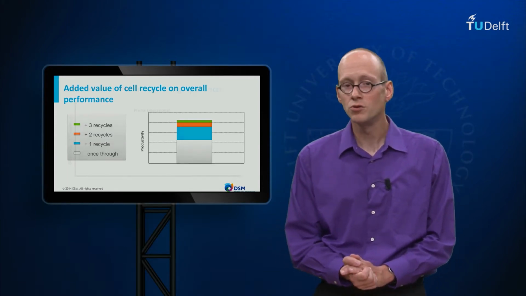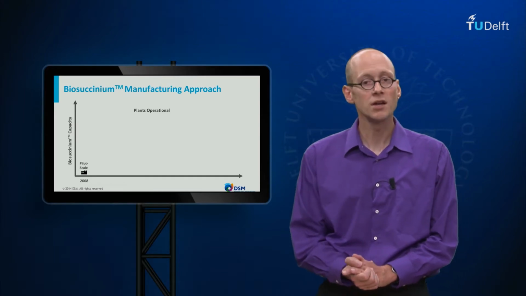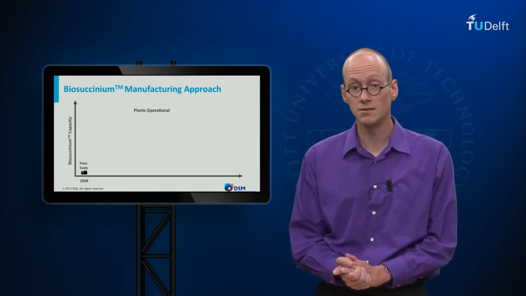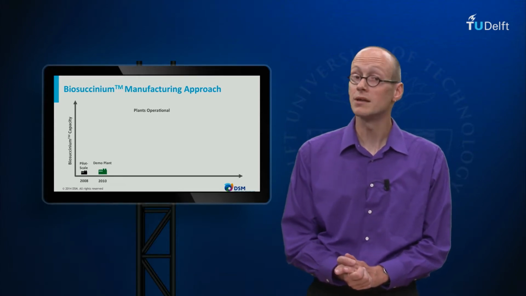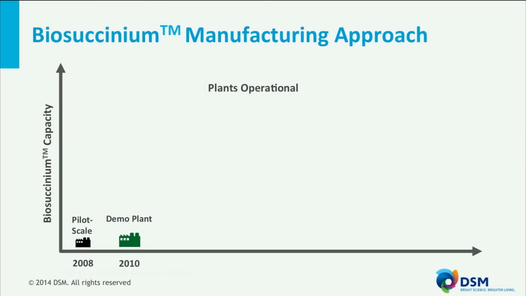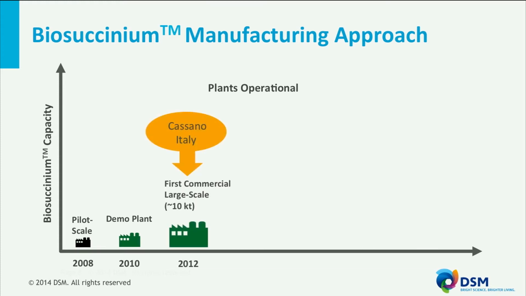Looking at the history and the future of our manufacturing plan, we started our first pilot test in 2008 and moved in 2010 to a demonstration plant, which we really operated as a plant. The purpose of that plant was to demonstrate the technology we developed and also to deliver tons of representative material to our customers. End of 2012, we started our first commercial plant with an annual capacity of around 10 kiloton. This plant is located in Italy on the site of our partner Roquette.